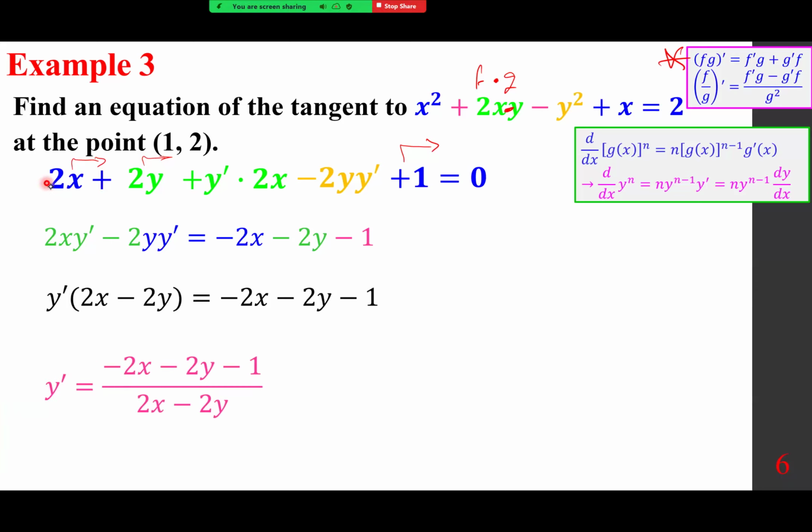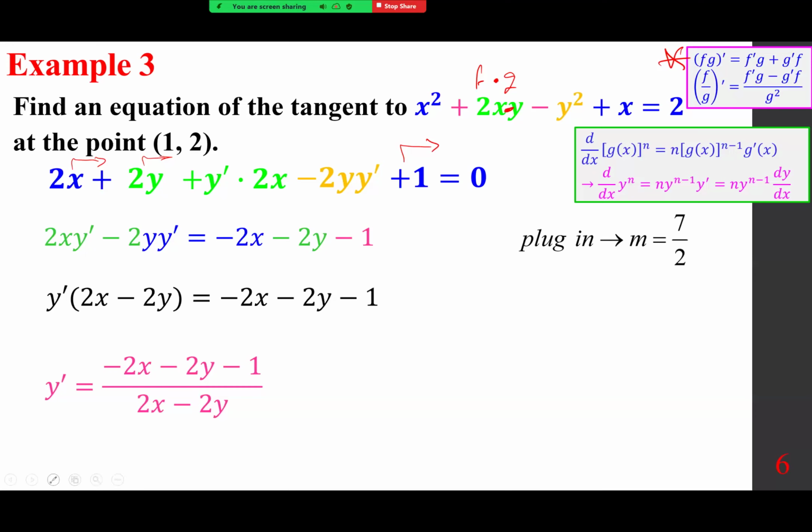By the way, class, after we found this, we could have plugged in x equals 1, y equals 2, and that will give us y prime, which becomes this rule. But I wanted to go through the process of finding y prime. Again, you don't have to. If you plug in 1 and 2, you get 7/2.